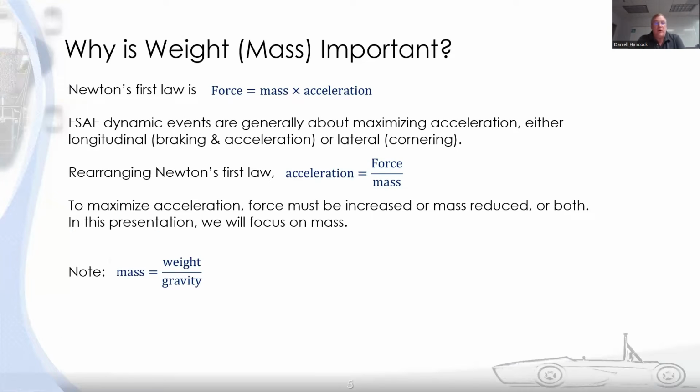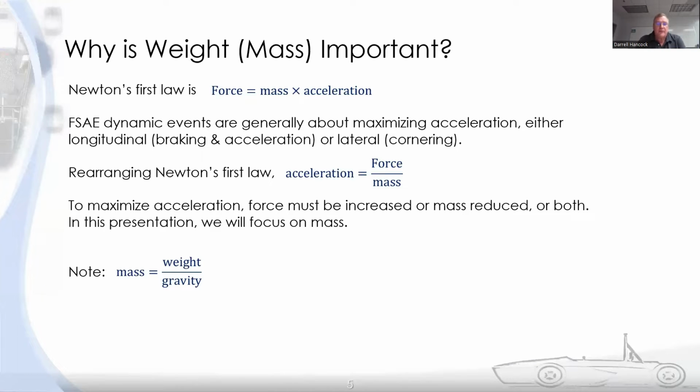Okay, so why is weight important? I think we probably all have some appreciation for that. Just to break it down a little bit, Newton's second law says force equals mass times acceleration. So Formula SAE is primarily about maximizing acceleration, whether it's longitudinal, braking and acceleration, or lateral cornering, right? So if we rearrange that law, it says acceleration equals force divided by mass. So to maximize acceleration, you either have to increase the force that you're applying or reduce the mass.